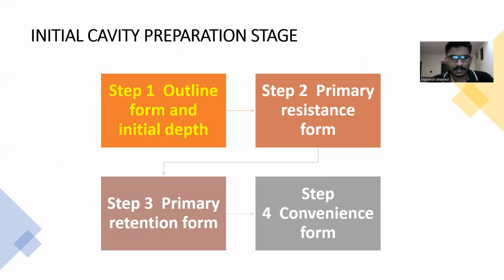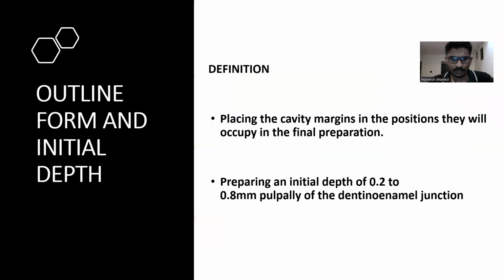in detail. Under the initial cavity preparation stage, our first step was outline form and initial depth. So let's see what outline form and initial depth are. By definition, outline form is defined as placing the cavity margins in the positions they will occupy in the final preparation. So it is like a blueprint or a plan for a restoration. We will decide where the margins of the cavity preparation should be in the final preparation. So placing the cavity margins in the positions they will occupy in the final preparation is roughly defined as outline form. And what is initial depth?